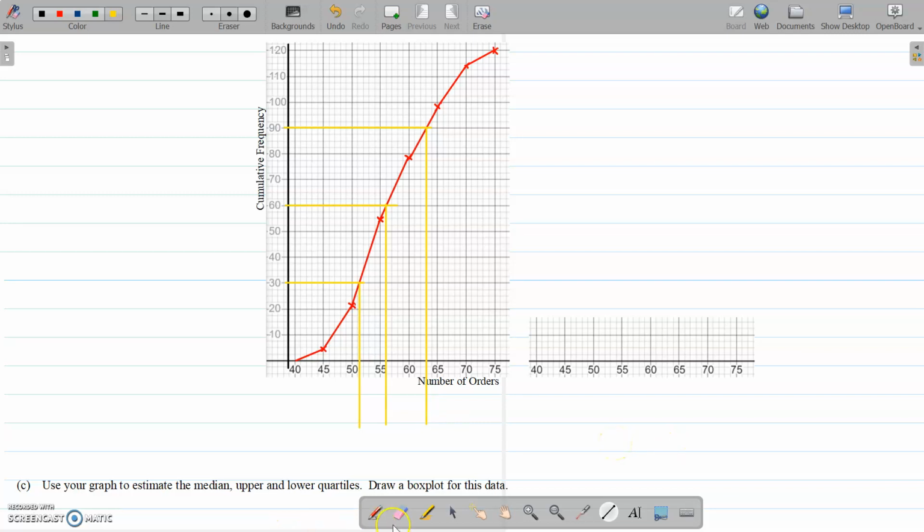Now, I can say with some confidence that the lower quartile, I'm just going to use these abbreviations, is equal to, well, you see it's slightly over 51. I'm going to put 51 because they would only expect these to be to the nearest integer anyway. The median is equal to about 56. And the upper quartile is showing us about 63.